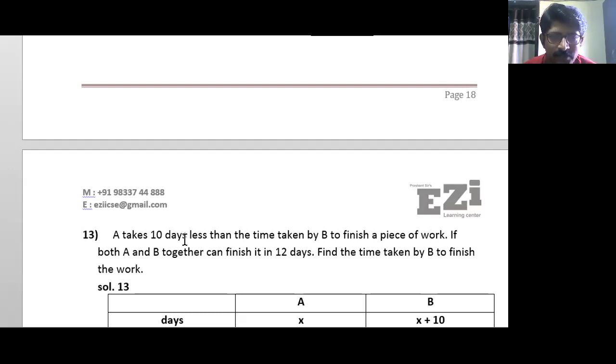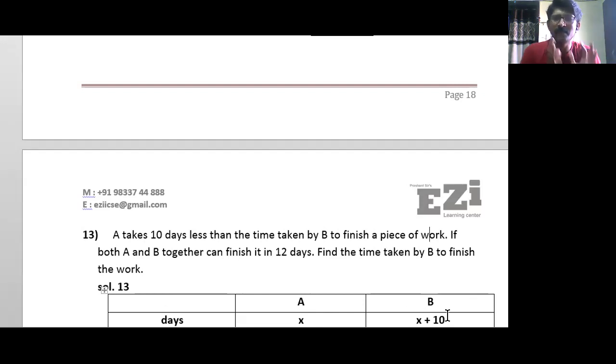So A takes 10 days less than B. Let's say A takes X days. So B will obviously take X plus 10 days, because A takes 10 days less than that, isn't it? Or else you can assume B takes X days and A takes X minus 10 days. However you find the equation is simple. I find always positive is way better to handle. So A is X, so B is X plus 10.